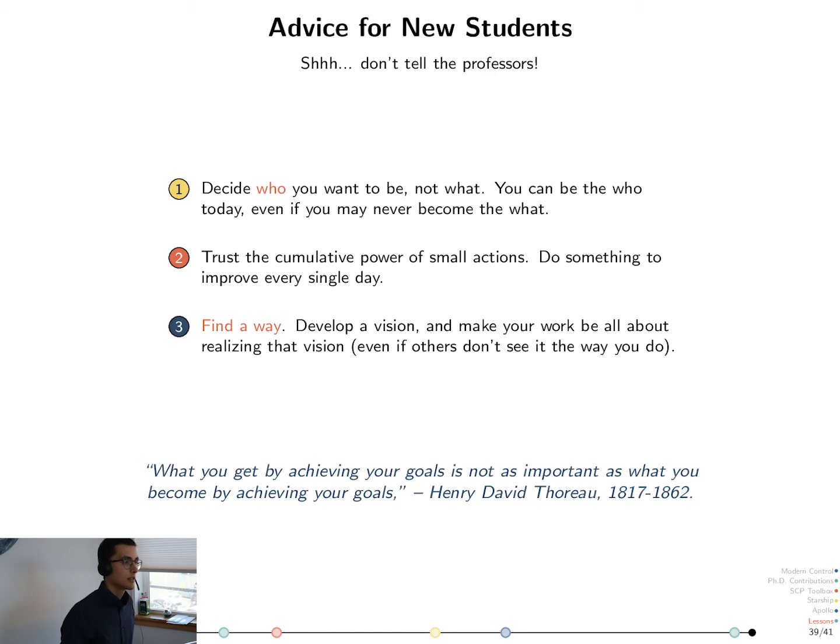The last slide that I have is something that's targeted from the heart to the new students in our lab and in other labs, because I believe, after all, that new students are the generation that will create new advances in these methods. The first advice that I would give, and some of you in the audience will know where some of this advice comes from, is decide for your life and work who you want to be and not what you want to be.